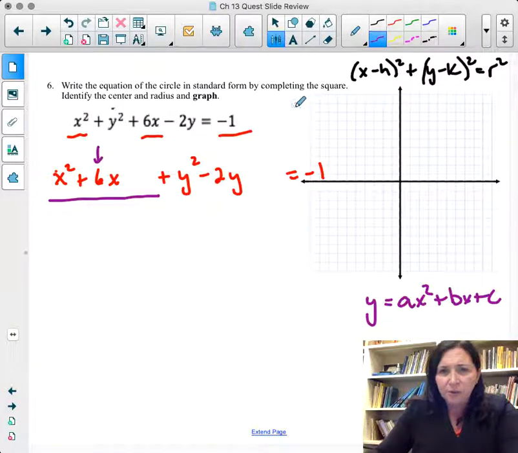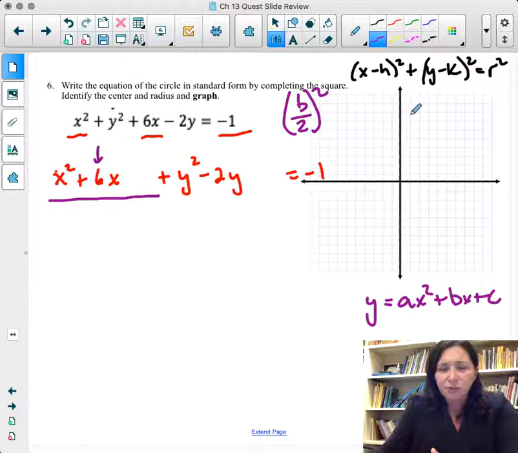So what you're really doing is you're taking your b term and dividing it by 2, and then you're squaring that value. After you do that, you add it to both sides. So that's the whole process for completing the square.